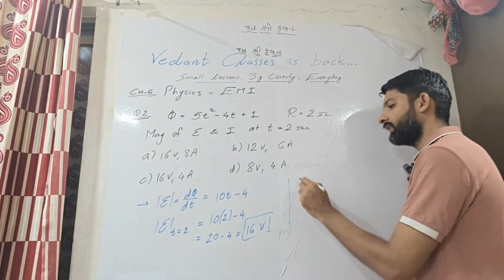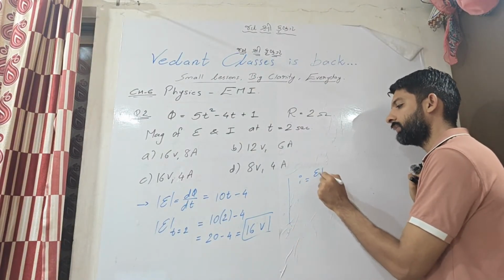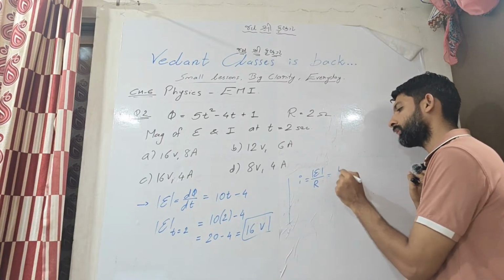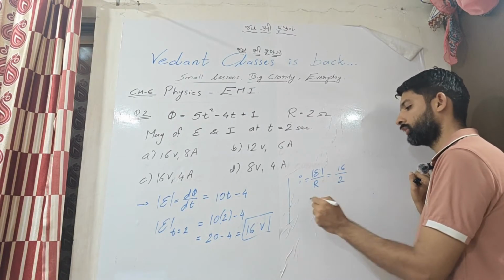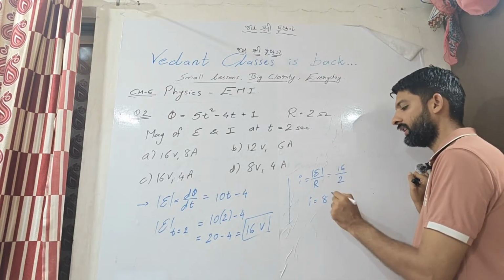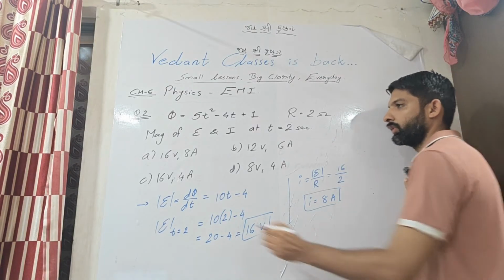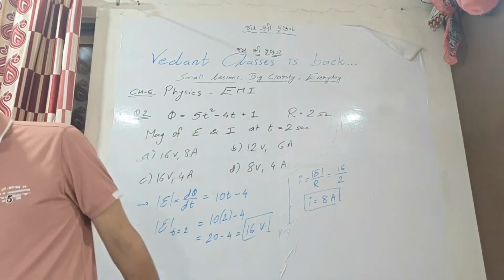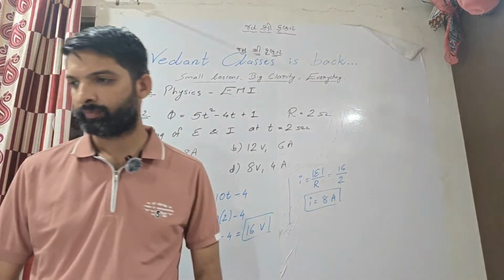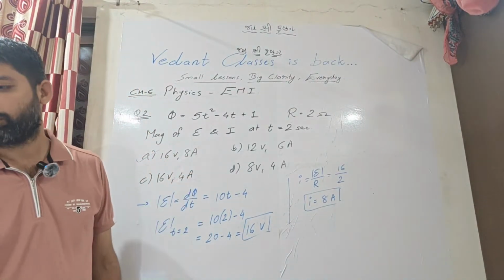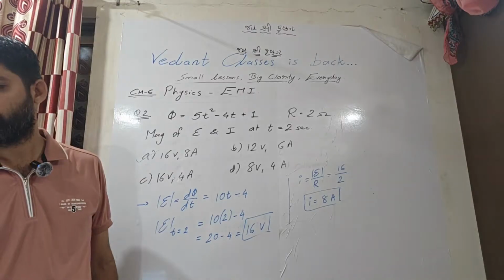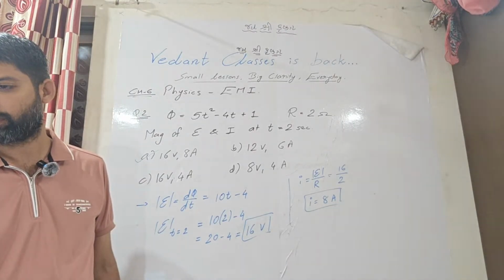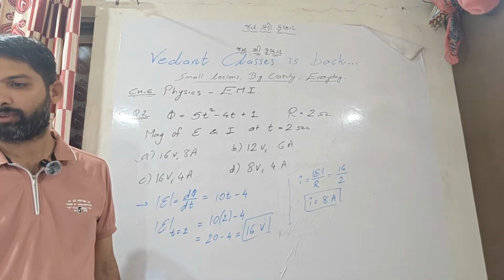Now if you want to find the induced current, it is magnitude of EMF upon resistance, V by R. From this you can write 16 upon 2. So current will be 8 ampere. So option A will be the correct answer, for those who have given A. Okay, any doubt? Anyone? Anyone having doubt? You can ask.